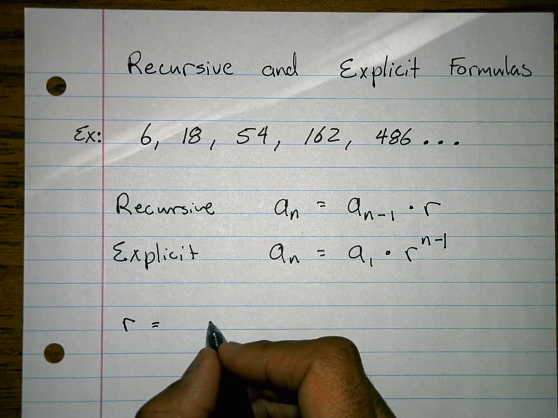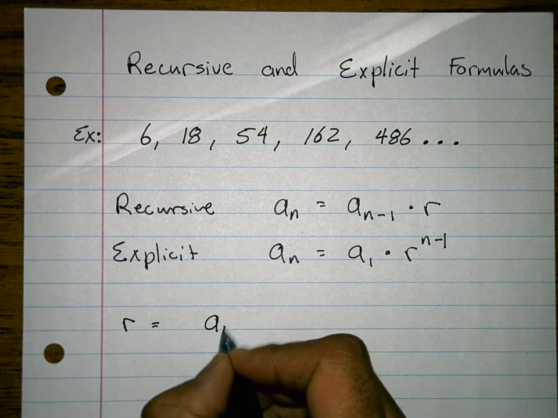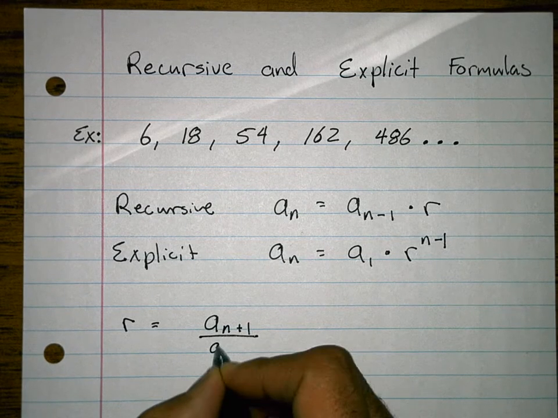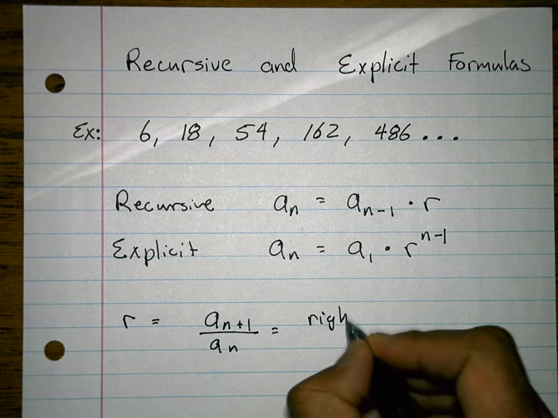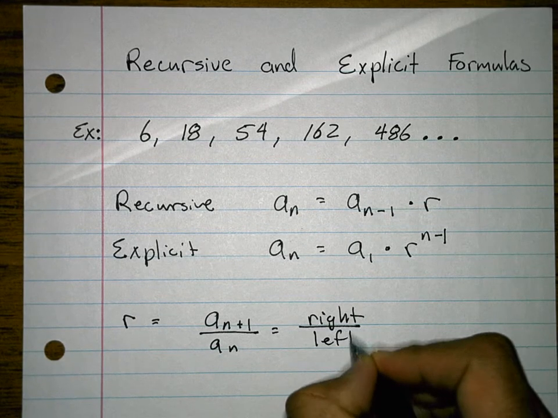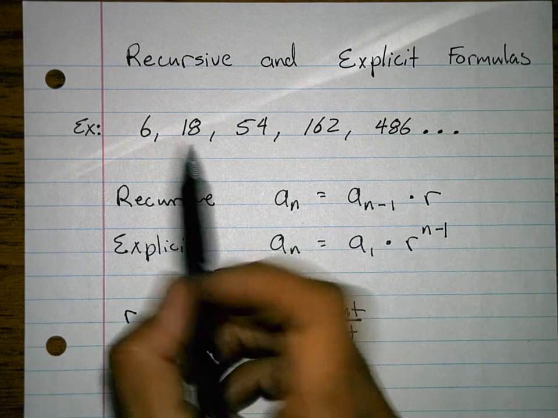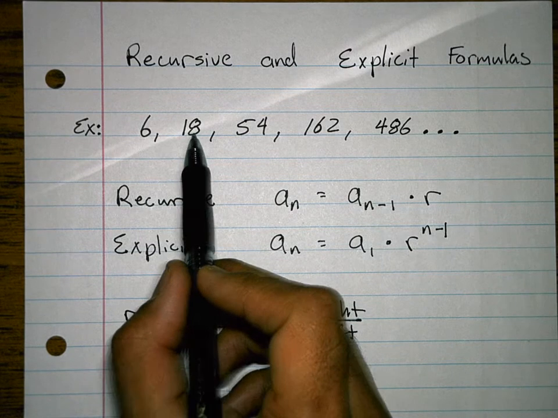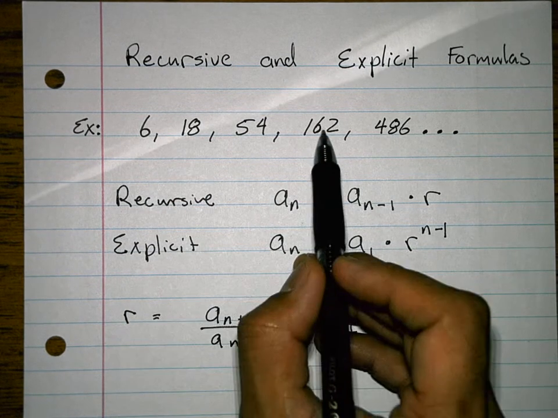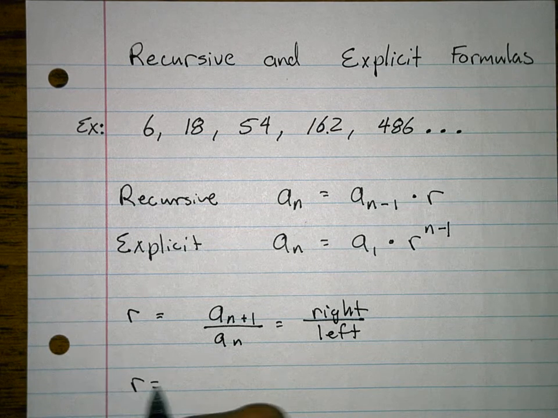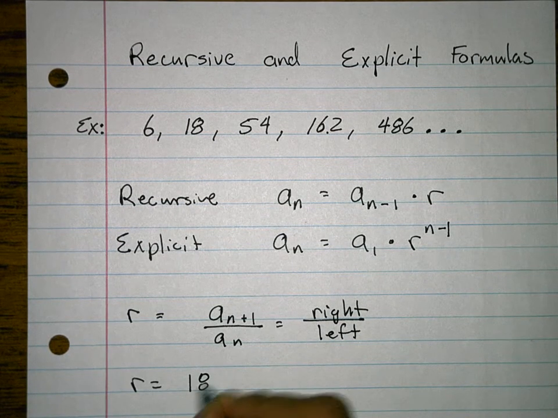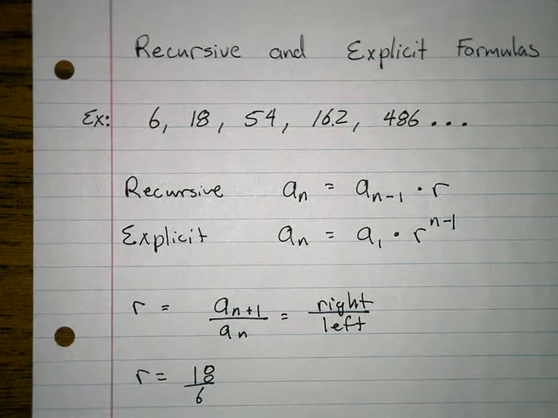from doing a sub n plus 1 all over a sub n, or that's just like a fancy way of saying the right one over the left one. Okay, so I get that from, when I mean right or left, I'm talking about this one on top of that one, or that one on top of that one. It's the same thing. So I'm going to say r, I'm going to go ahead and just use these first two, is I'm going to do 18 divided by 6, and that's 3.